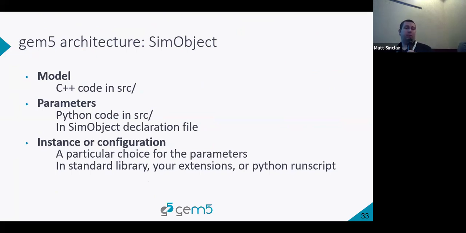And what sim objects do is the model is C++ code, which will be in the source folder of gem5. The parameters are Python code, which is also in the source folder, but they're explicitly specified in the sim object declaration file. And then the instance or configuration is a particular choice for the parameters. So in the standard library, this would be your extensions or a Python run script. And in the next session after the break, we'll talk more about the standard library.